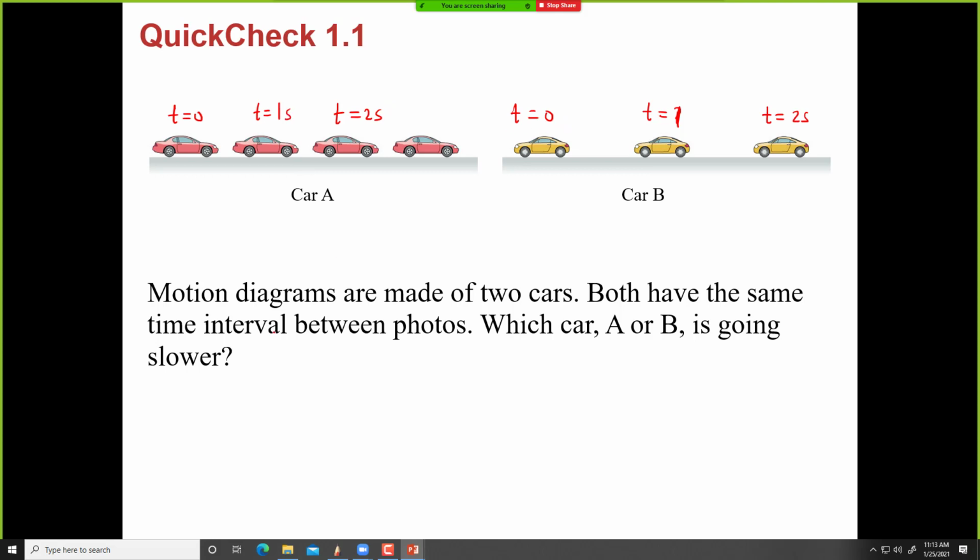So which car, either A or B, is going slower? A. Why is it A? Yeah, exactly. In 1 second, it covers this much distance, whereas in 1 second, car B covers that much distance. So more distance, less distance in the same time interval. So this is moving slower.